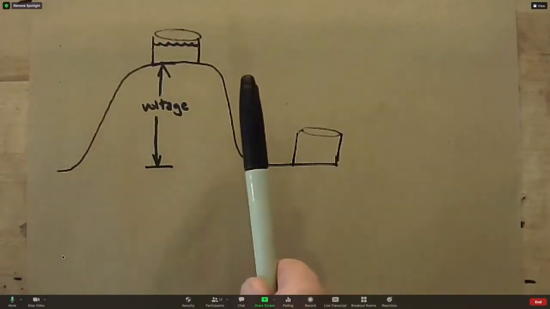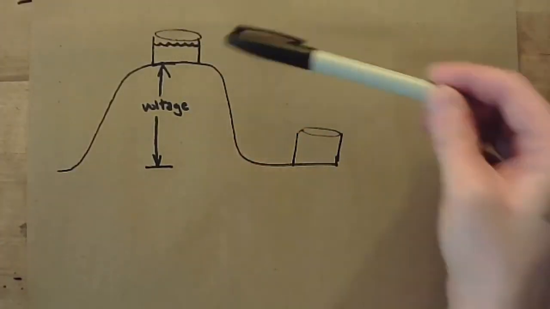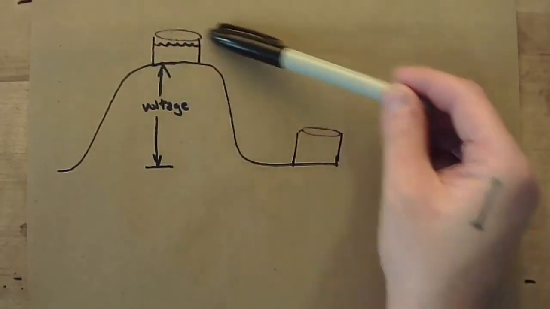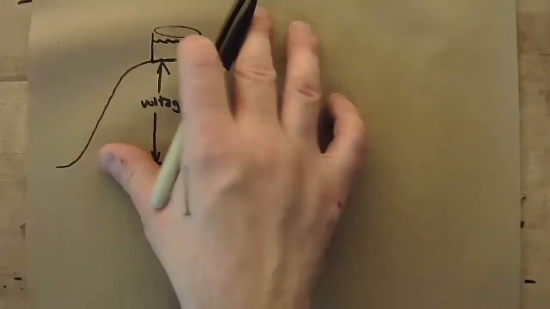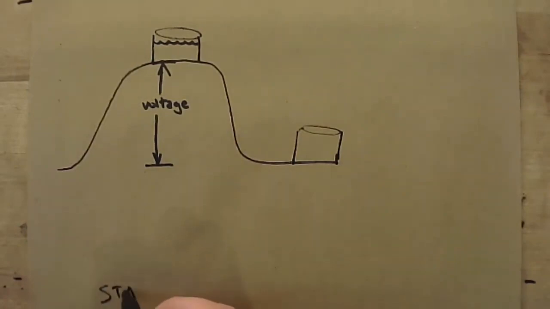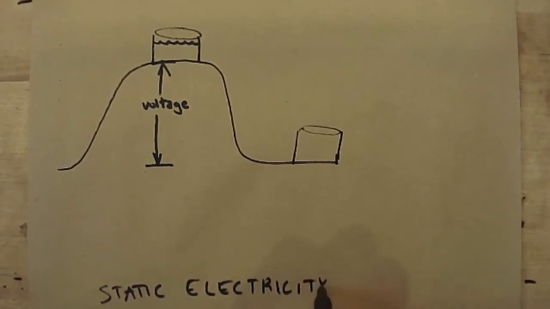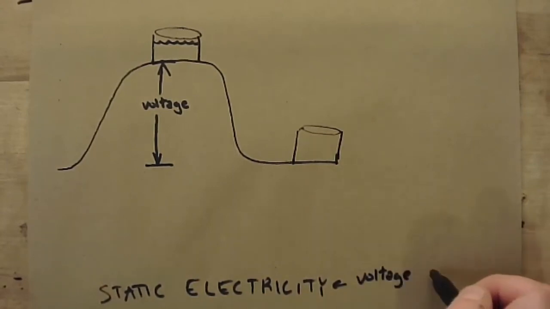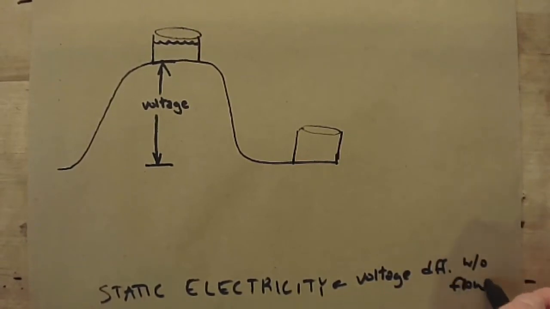Yeah, so in this situation as we have it, we just have one body of water and one vessel that are at different heights, but there's no connection between them. This is a great metaphor for static electricity. Static electricity is voltage differential without flow. Right, so static, stasis, nothing's happening.